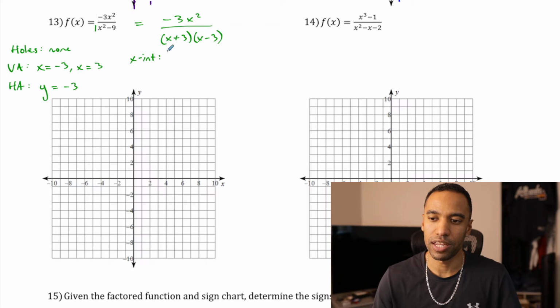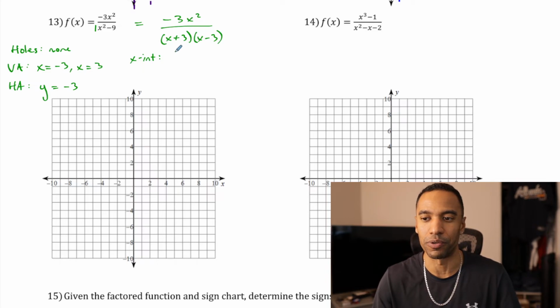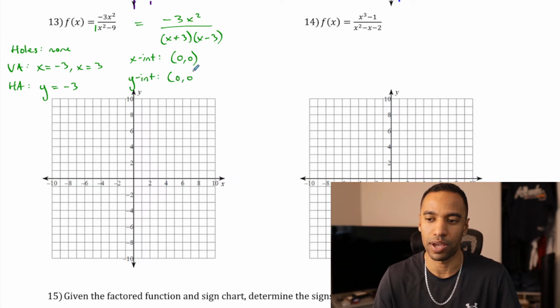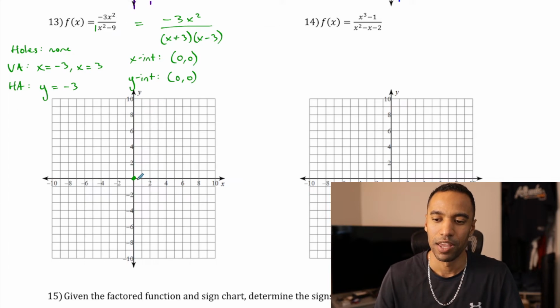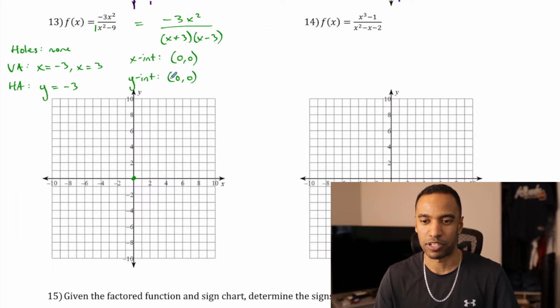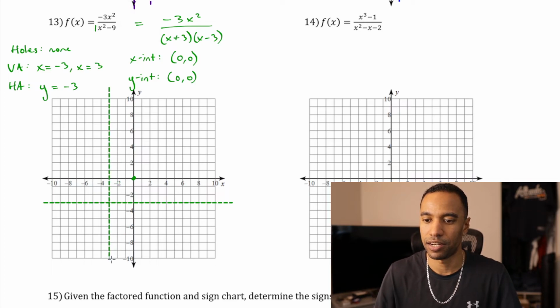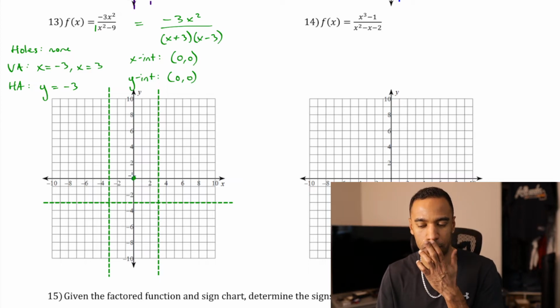X-intercept, we set the numerator equal to 0. When does negative 3x squared equal 0? Well, when x is 0. So 0, 0 is the x-intercept, and guess what? That has to therefore be the y-intercept. Don't believe me? Plug 0 into here, you get 0 over -9, which is 0. So 0, 0 is the x-intercept and y-intercept together. We have vertical, horizontal asymptotes doing their thing right here and here and here. There's a little lovable symmetry to this. It looks that way, especially with that point there.